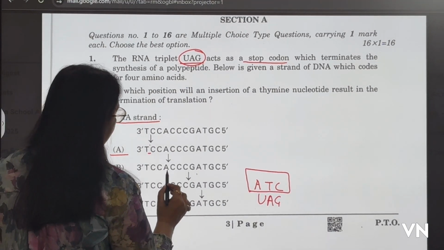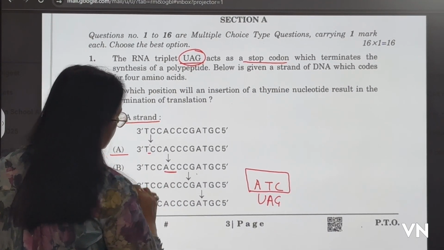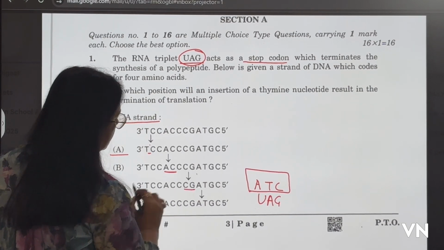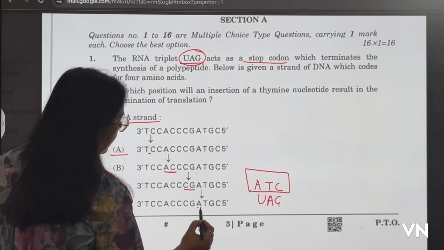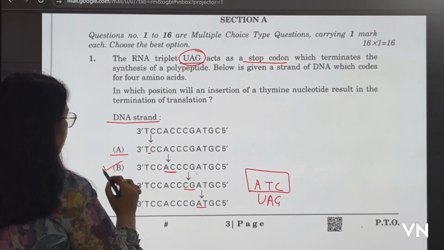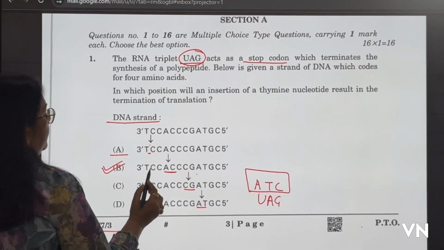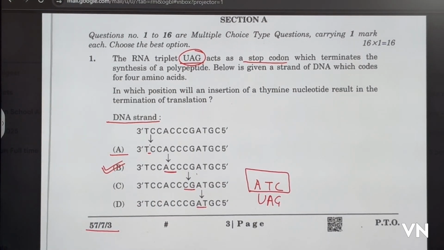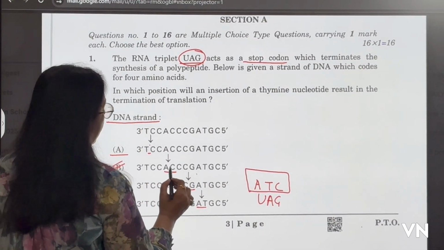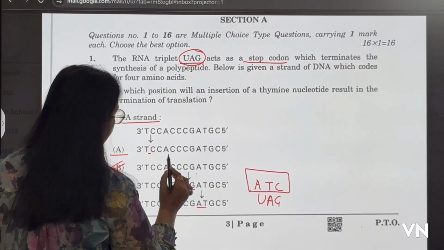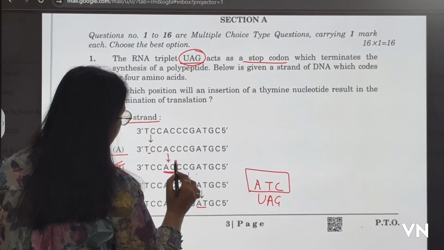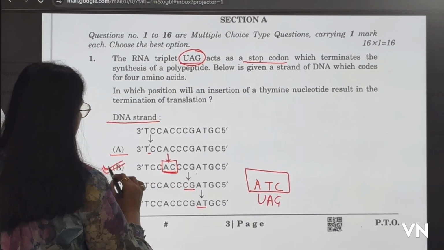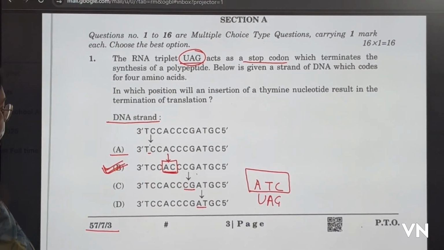इधर आएगी ATC, ये हो सकता है आंसर, यहाँ आ जाएगा CTG और यहाँ आ जाएगा ATT. सो सेकेंड ऑप्शन इज करेक्ट बिकॉज 3 prime to 5 prime ये टेम्पलेट स्ट्रैंड होगा और ATC यहाँ पर आएगा तो ATC यानी कि सेकेंड ऑप्शन करेक्ट होगा.